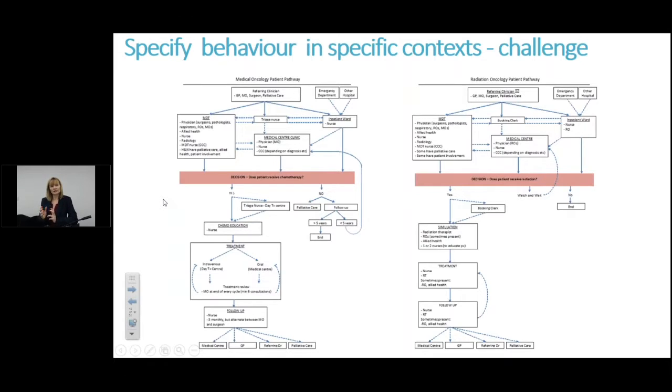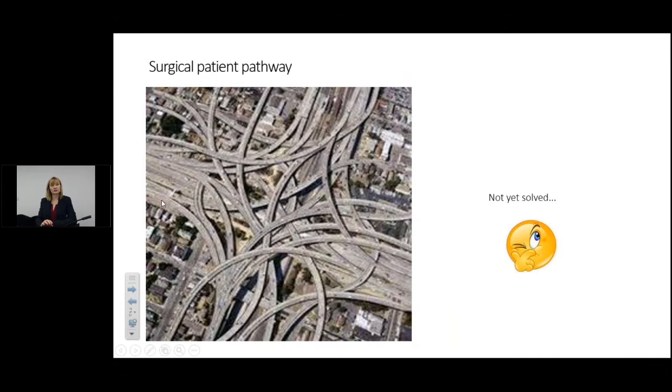And so that meant that doing something simple and straightforward was not possible, but still we found ways to work with that system. And then where we ran into some particular challenges was the surgical patient pathway. We didn't actually manage to map it in any clarity, so it remained looking like that mess of highways and freeways. And so that was something that we didn't actually solve.